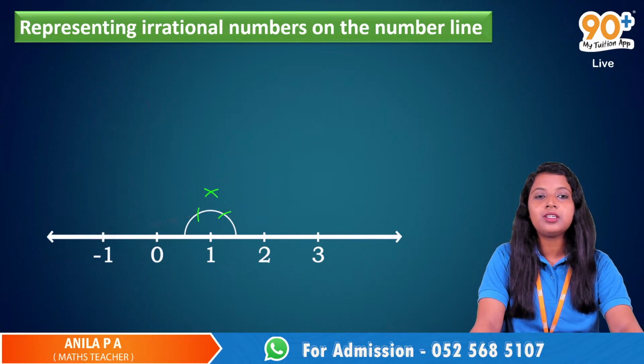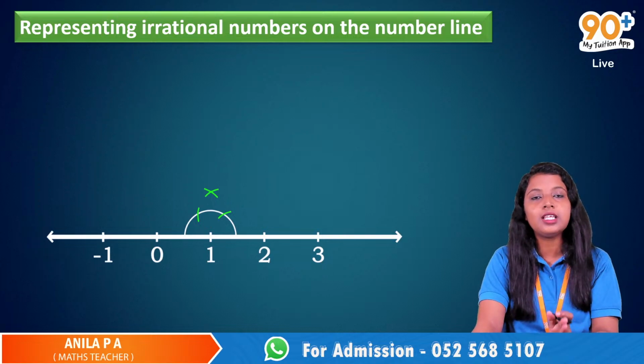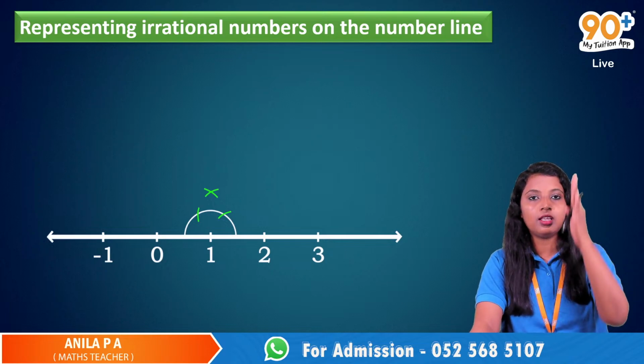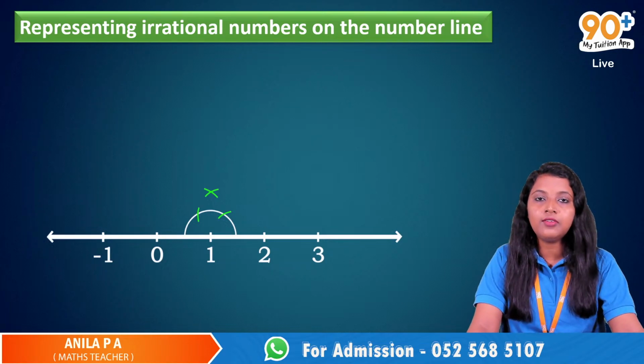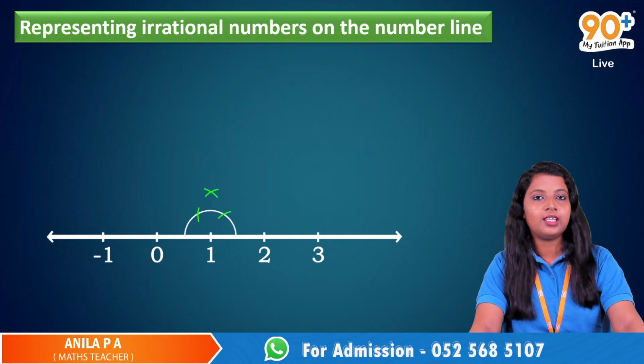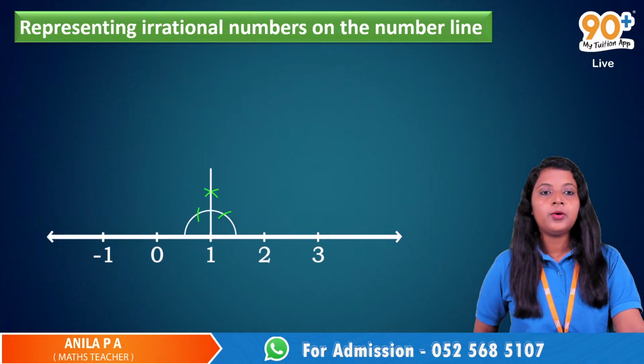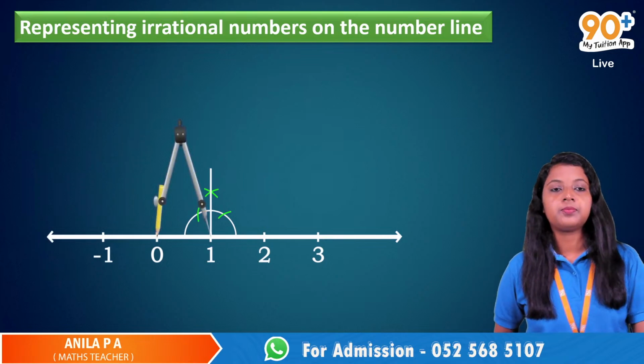Not a perpendicular bisector. We don't want to bisect the line. We just have to draw a perpendicular line there. Bisection means it must cut the line, but here we are just drawing a perpendicular line. That's it. That line is 90 degrees.